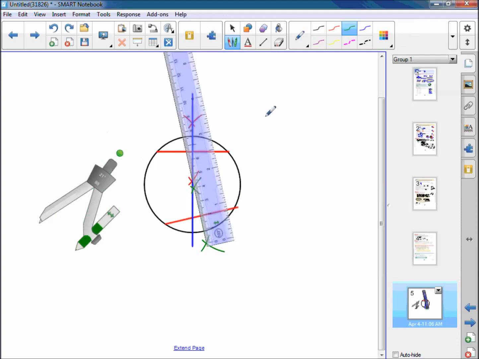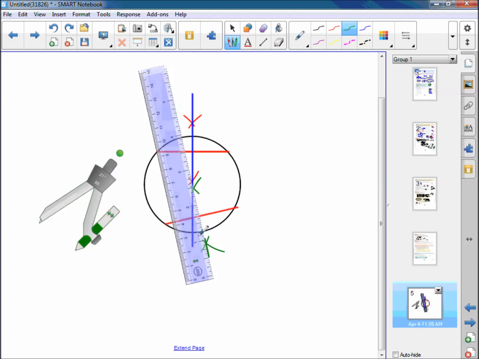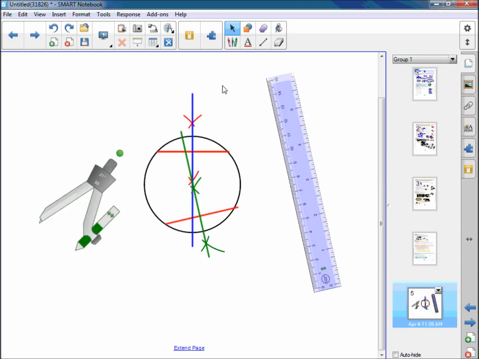Oops. Our other perpendicular bisector. Still not drawing well. Let's try it on the other side of the ruler here. All right, so our other perpendicular bisector. There we go. All right, so now these arcs are going to intersect at the center of the circle. So where they crossed will be our center.